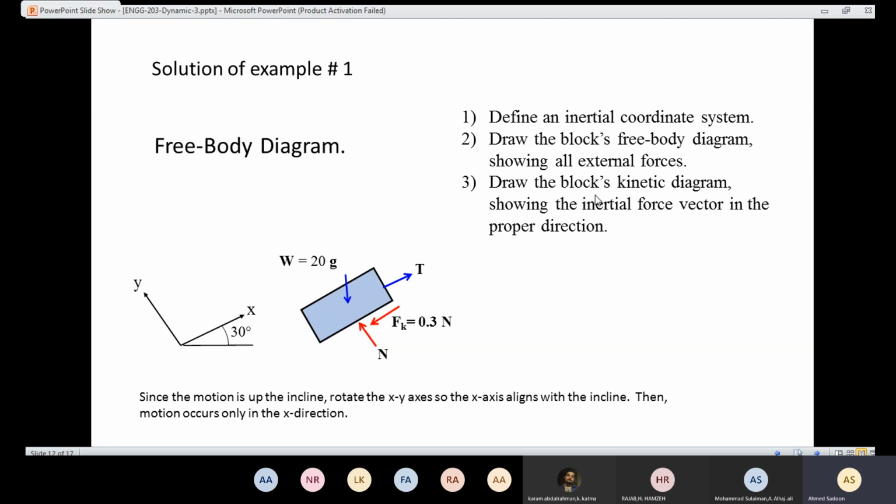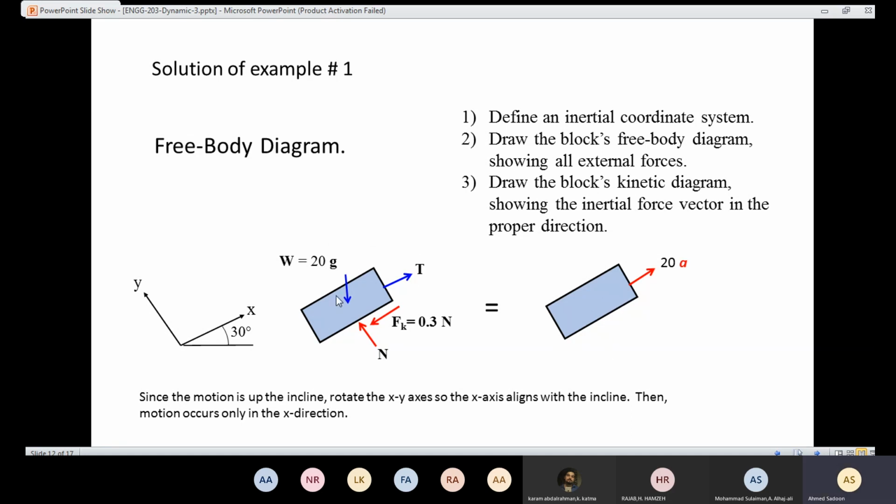And also we need to draw the kinetic diagram. So we are going to have ma in the direction of the motion. We have ma, m in that case is 20. So I'm going to have 20a. We are going to call this a_x. And here also you could put a_y, but in this case a_y is 0. So now we have the free body diagram, and we have the kinetic diagram.